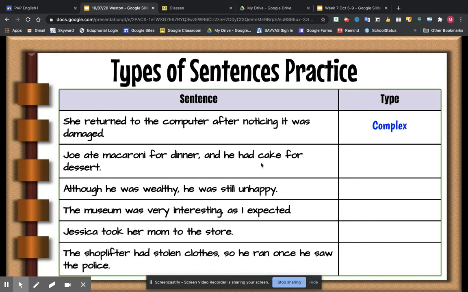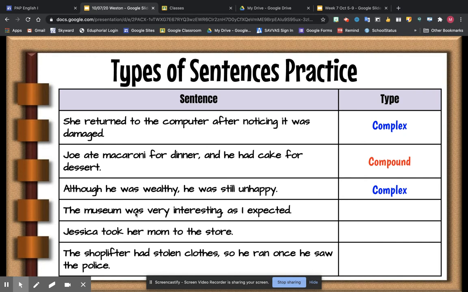Joe ate macaroni for dinner, and he had cake for dessert. We have ate. Who ate? Joe. There's our independent clause. And had. Who or what had? He. And those are two independent clauses. So we have a compound sentence. Although, one of our subordinating conjunctions. Although he was wealthy, dependent clause, he was still unhappy, independent clause. So that makes it complex.